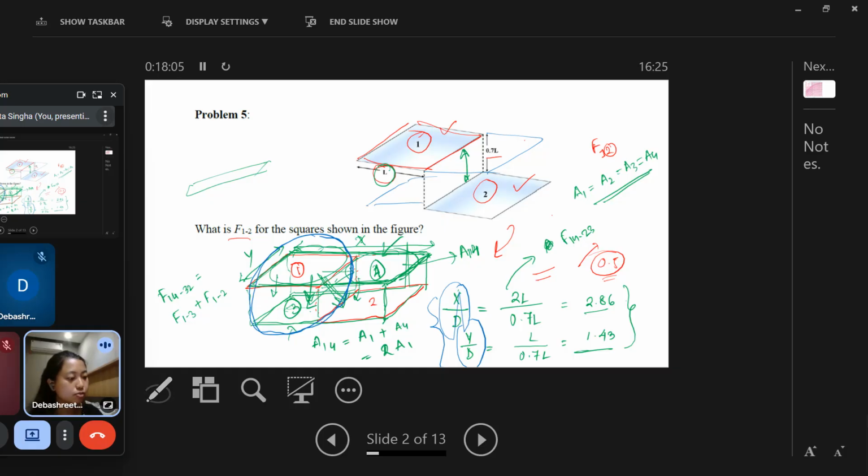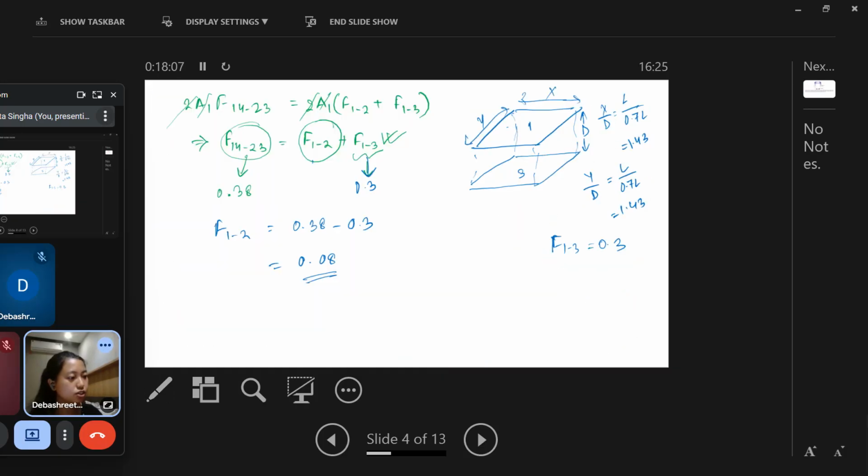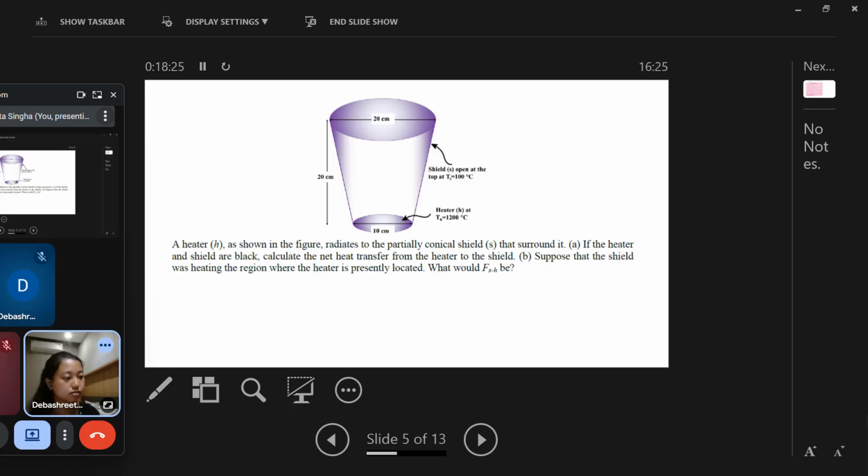So some x by d and y by d ratios are changing here and here also. So according to whatever is required, we can manipulate the figure geometry according to our need. Then we can find out the view factor. And another example is this: instead of simply a square shape, we can also find for such conical shape also.